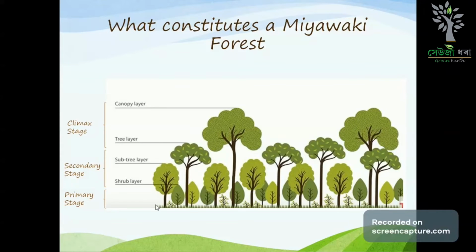The Miyawaki method doesn't follow this path, starting from grass. It plants the climax stage directly, meaning the canopy, tree, subtree, and shrub layers are all planted together. A conventional forest takes from 150 to 300 years depending on which region you are in, while the climax stage in a Miyawaki forest can be achieved within 20 to 30 years, because the climax stage is planted directly with all these different varieties of trees.